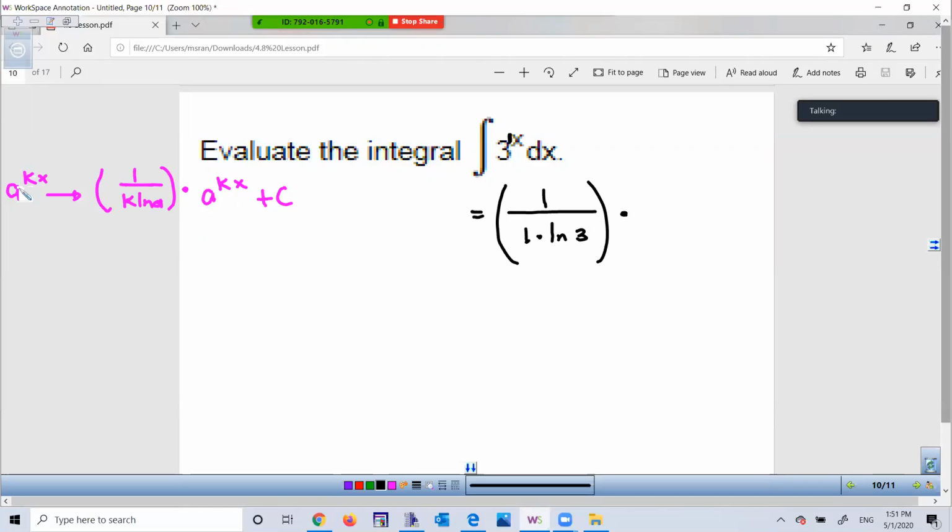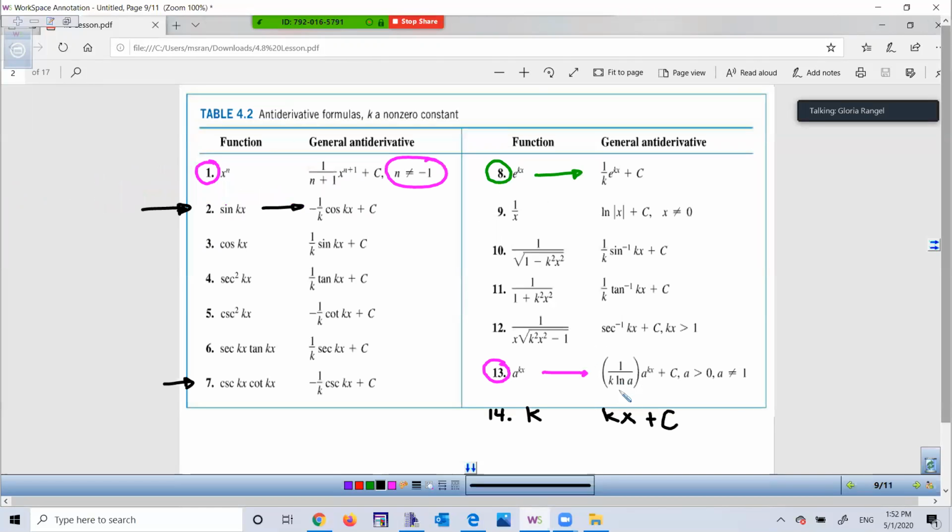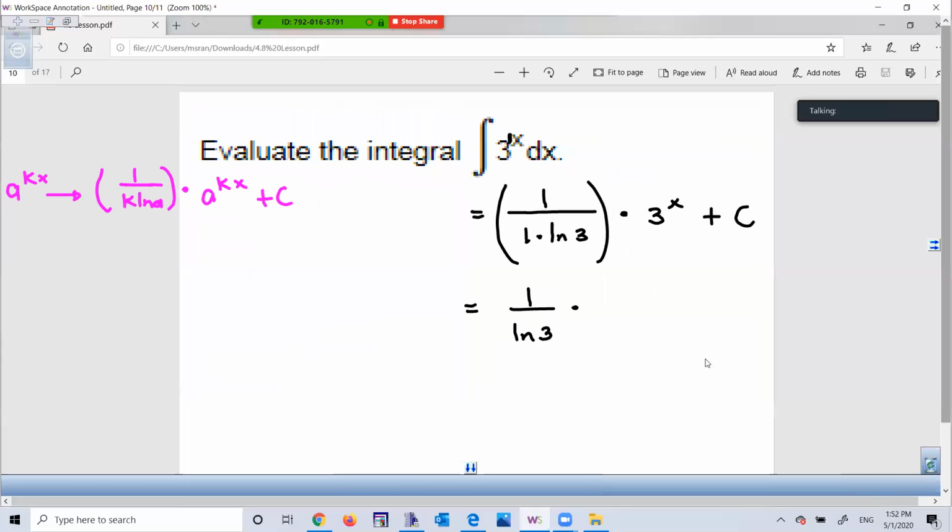What's your a raised to the kx? The original thing you started with: 3 raised to the x, or to the 1x if you want to put it like that. Plus c. You can already put the plus c because this is the only thing you have to do the integration of. So simplifying the denominator, what's 1 times ln of 3? Simply natural log of 3, right? And this is a natural log. It's not an I or something. It's the L for natural log, okay?